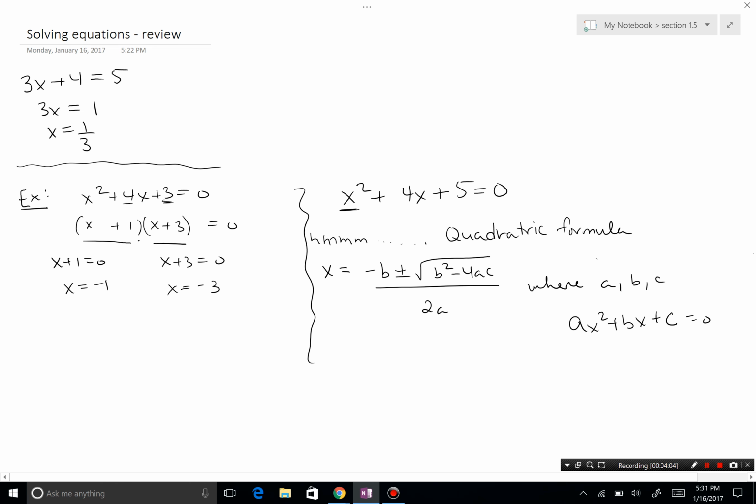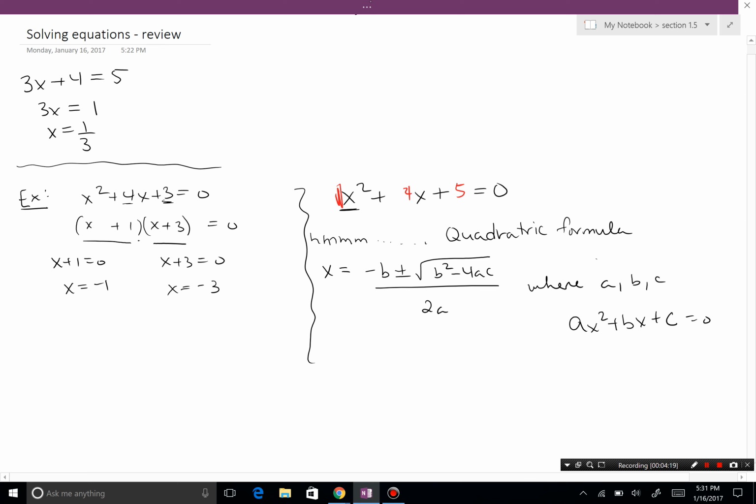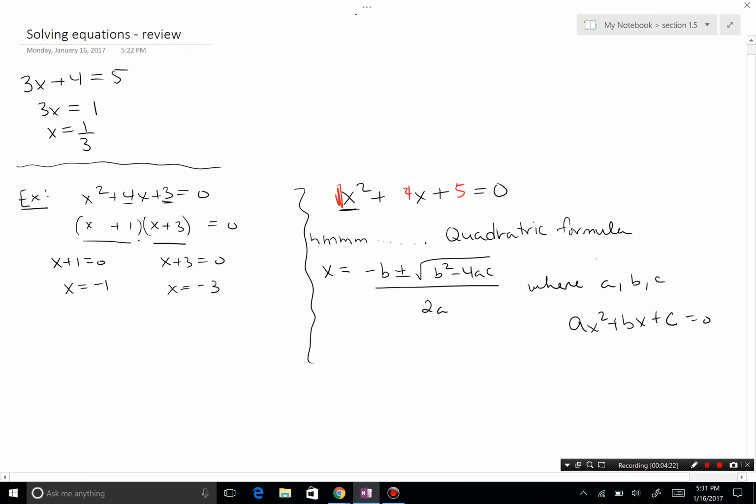In this case, a will be 1, b will be 4, or positive 4, make sure it's positive, and c would be 5. So it's just a matter of doing a little bit of plugging and chugging in here, and we'll be ready to rock and roll.